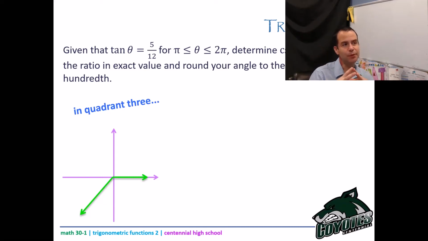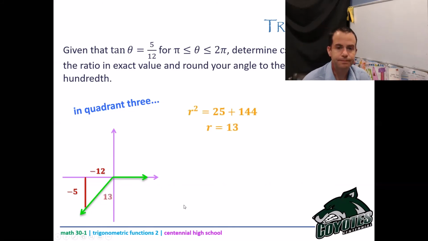But I need to think about the negativity in quadrant 3. In quadrant 3, both x and y are negative. This is a very common mistake kids make in quadrant 3. Both x and y are negative, and that's going to change what my ratio for cosecant is in a minute. So I end up with -5, -12. I use the Pythagorean theorem to get my hypotenuse, and that will be 13. The hypotenuse is never negative, it's always positive. I think I've said that already, but I just want to make sure.